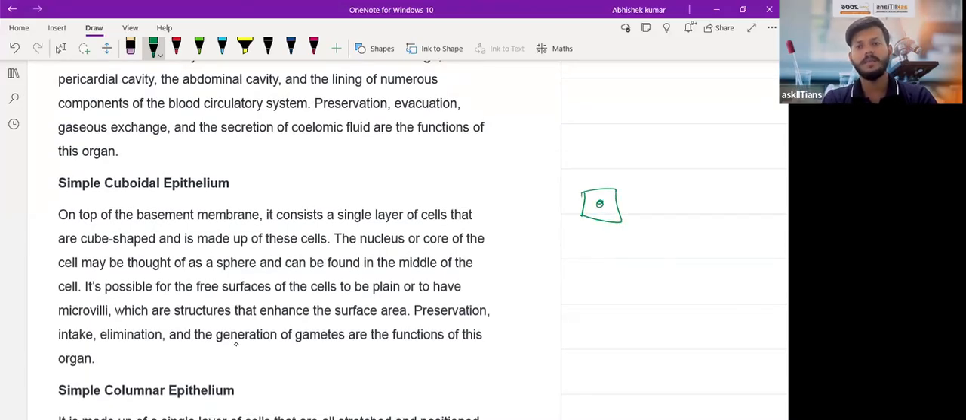On top of the basement membrane, and there is a basement membrane also present, it consists of a single layer of cells that are cube-shaped. The nucleus, or the core of the cell, may be shaped like a sphere and can be found in the middle of the cell. It's possible for the free surface of the cell to be plain or to have microvilli, which are structures that enhance the surface area. Preservation, intake, elimination, and generation of gametes are the functions of this organ.